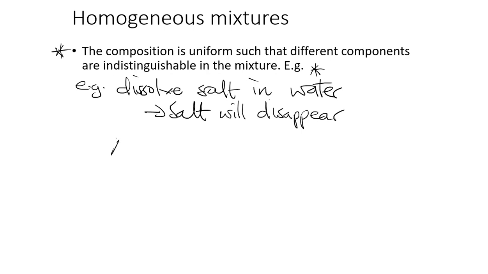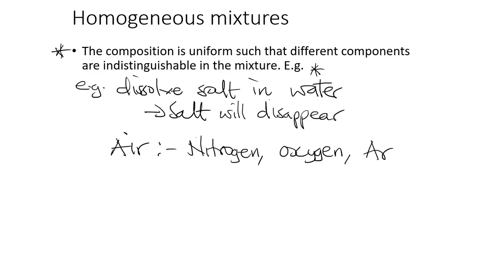Another solution is air. Air has nitrogen, oxygen, and other gases. But you cannot distinguish each type of gas in there. They just look like gases. Actually, we don't even see the gases. So that type of mixture is a homogeneous mixture because everything is in a single phase. It is not distinguishable.